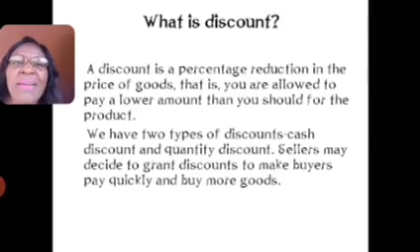Now the next question is, what is a discount? A discount is a percentage reduction in the price of goods. That is, you are allowed to pay a lower amount than you should for that product. In discounts, for your level, you need to know that we have two types: cash discount and quantity discount. Sellers may decide to grant discounts to buyers to make them pay quickly and buy more goods.